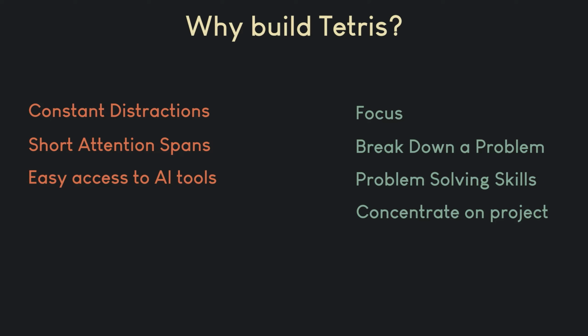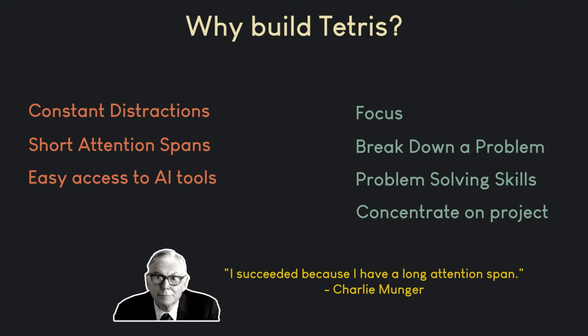Today, there are so many distractions vying for our attention, from social media notifications to instant messaging, that it can be difficult to concentrate on any one task for an extended period of time. However, the ability to concentrate is crucial for success in any field, including game development. Without focus, it is easy to become overwhelmed by the complexity of a project like Tetris and give up before completing it. As my favorite thinker Charlie Munger said, "I succeeded because I have a long attention span."